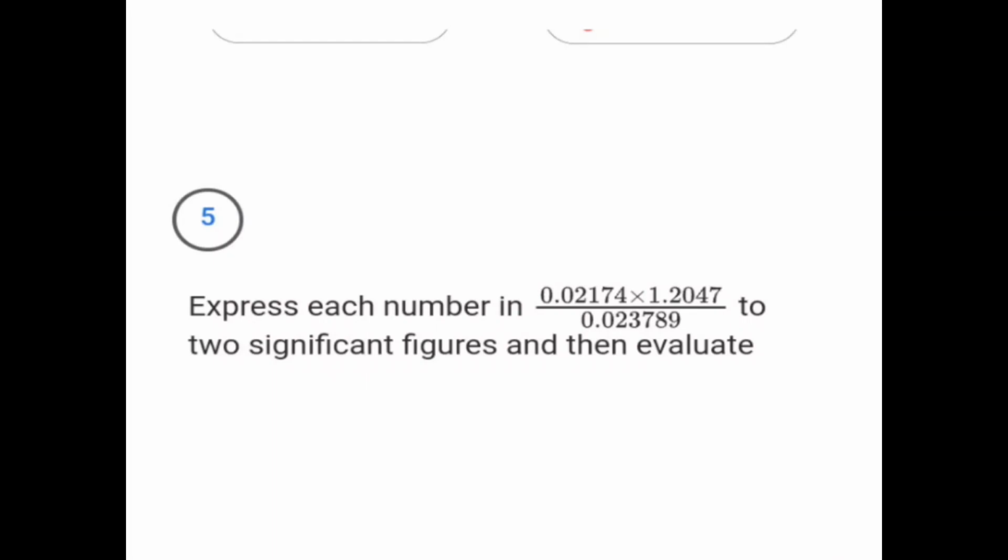Number 5. Express each number in 0.02174 times 1.2047 all over 0.023789 to two significant figures, and then evaluate. So first of all, we approximate all these numbers to two significant figures before we proceed. So this will become 0.02 times 1.2 all over 0.02.